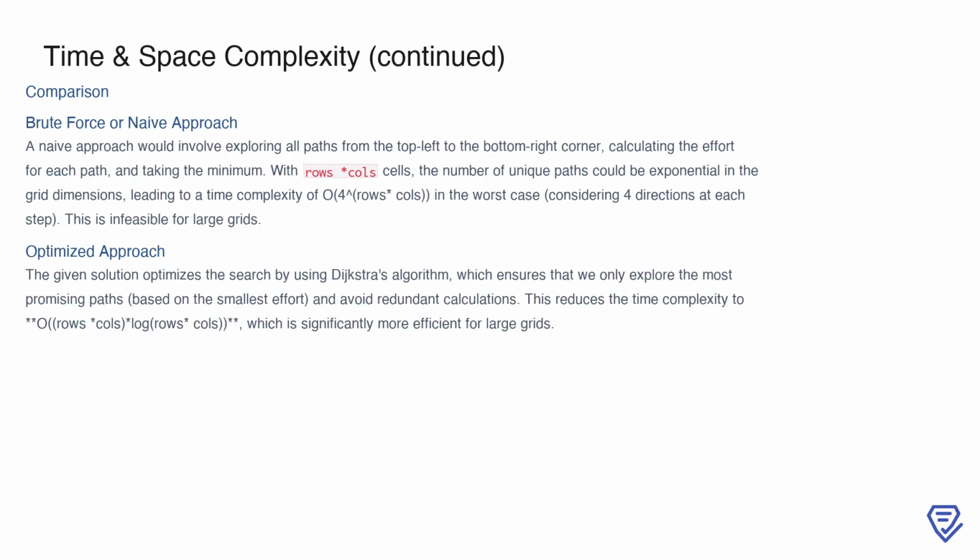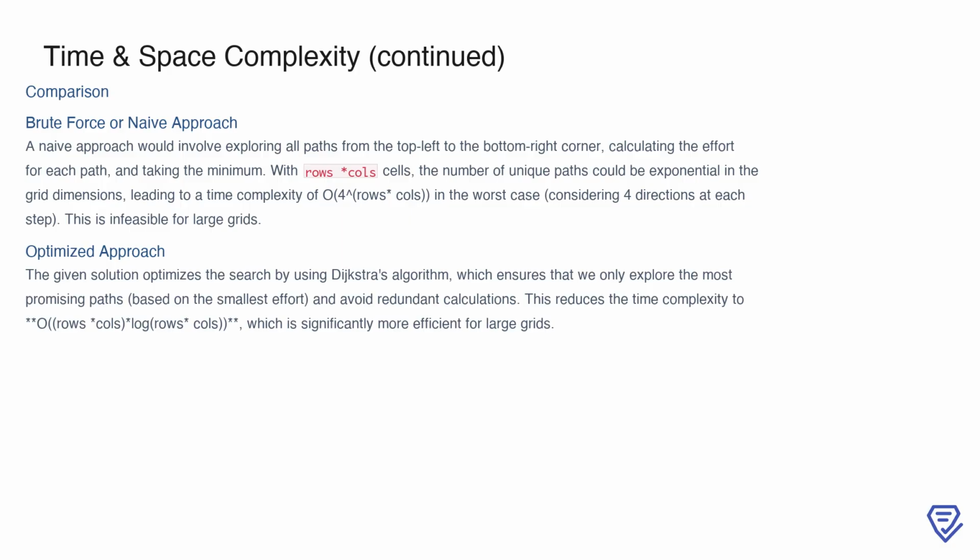To better understand the efficiency of this approach, let's compare it to a brute force or naive solution. A naive approach would involve exploring all possible paths from the top left corner to the bottom right corner of the grid. With rows * cols cells, the number of unique paths could grow exponentially, as each cell has up to 4 possible directions to move. This results in a worst-case time complexity of O(4^(rows * cols)), which becomes infeasible for large grids.